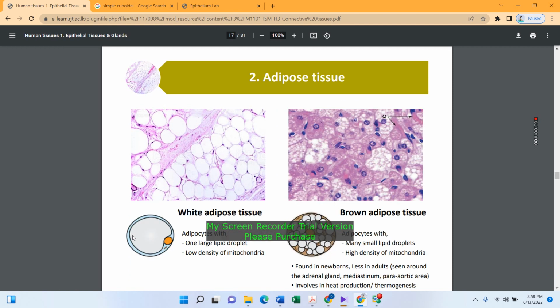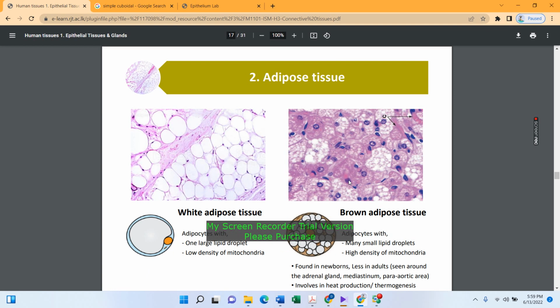So there are two types of adipose tissue: white adipose tissue and brown adipose tissue. White adipose tissue has adipocytes with one large lipid droplet and low density of mitochondria. It's usually found in adults. Brown adipose tissue has many small lipid droplets. You can see these lipid droplets, right?